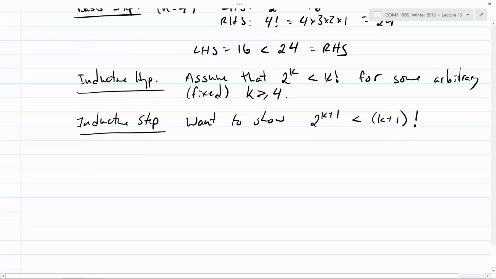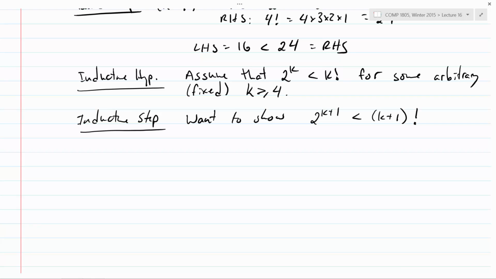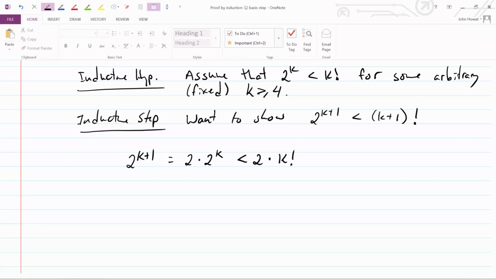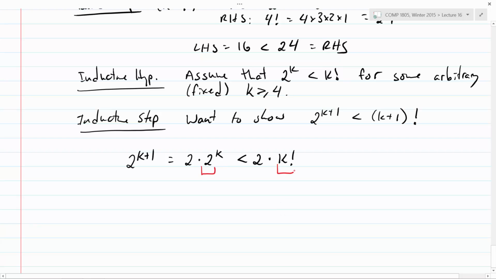All right, so we want to show this thing. This is an inequality, which means we start on one side and work our way to the other side. So we start with 2 to the k plus 1. Well, we know that's the same as 2 times 2 to the k. Right? And we know something about 2 to the k. We know that 2 to the k is less than k factorial. So 2 times k factorial. So 2 times 2 to the k is less than 2 times k factorial, and that's because of the inductive hypothesis.